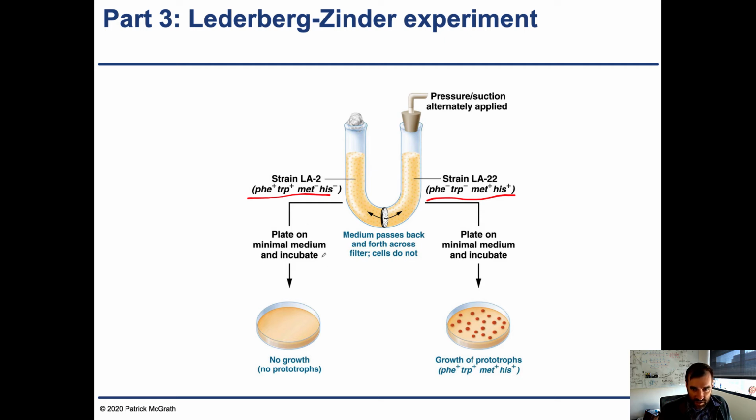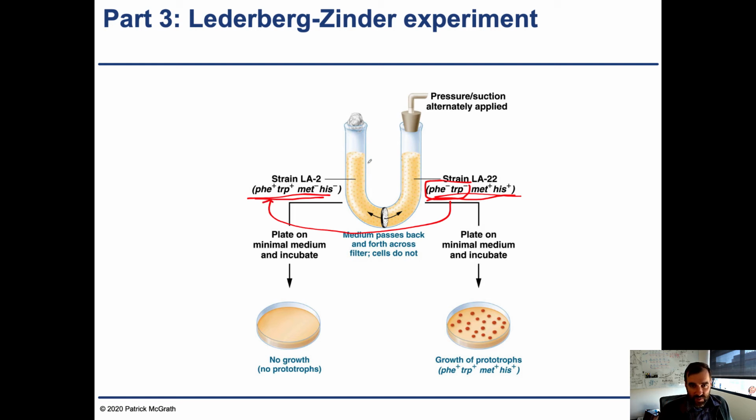minimal media that only a prototroph could grow on. So this strain could not grow on it, and this strain could normally not grow on it, because it was minimal media, and so the strain has to be able to produce phenylalanine, tryptophan, methionine, and histidine, and the two strains lack two of the genes. But they found they could actually get recombinants that could recombine out these two alleles with these two alleles.